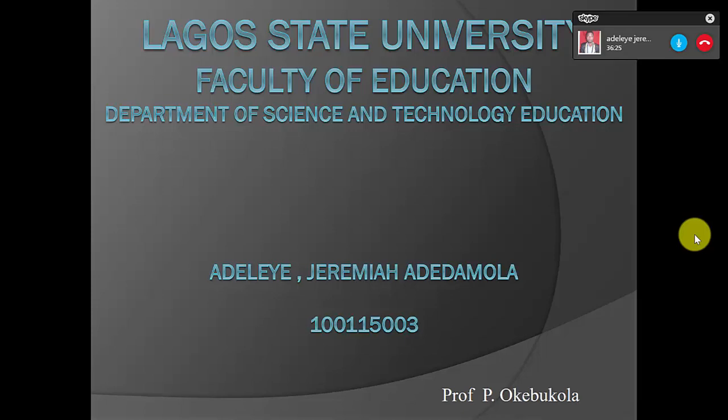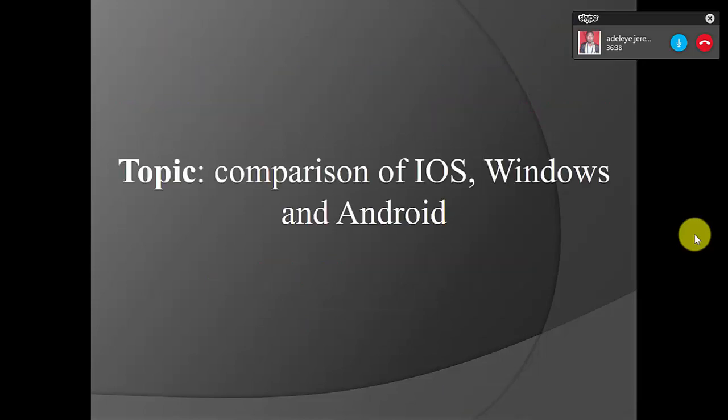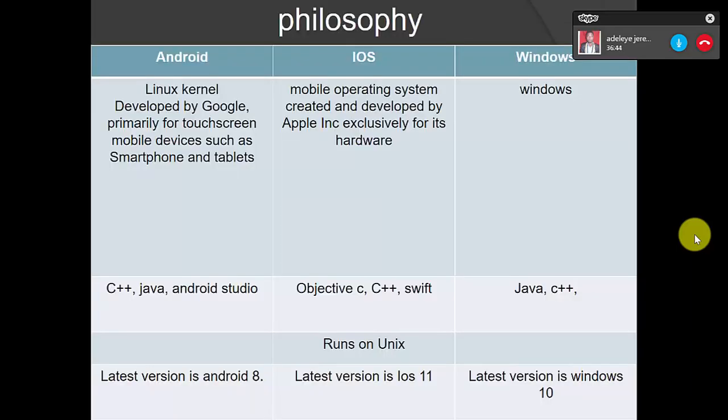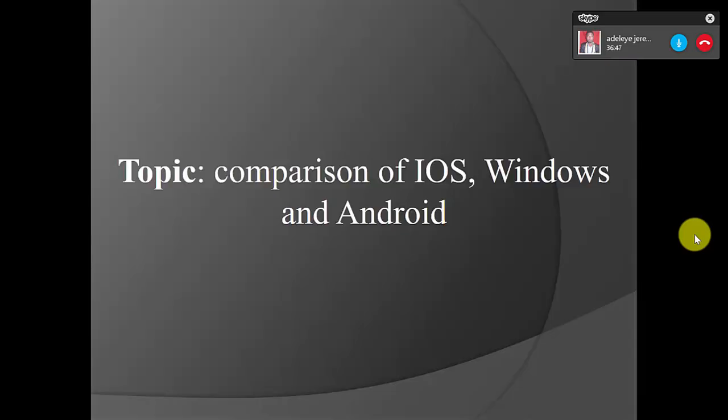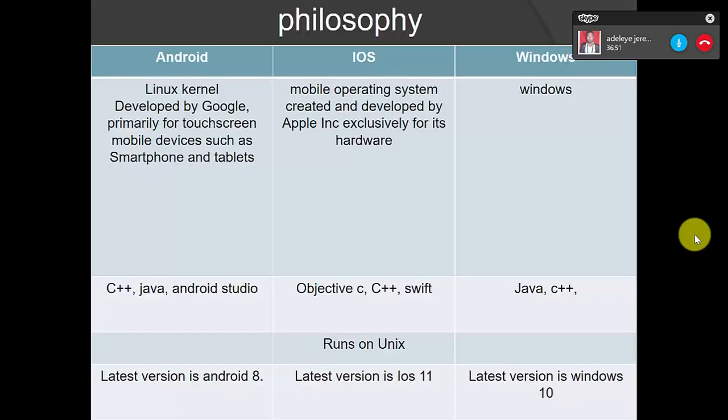Go ahead, Jeremiah. Alright, good evening, my colleagues. We're going to talk about the comparison of iOS, Windows, and Android. In the last class we had, we discussed the systems, but today we're going to look at the differences between these three systems. I'll start with Android.